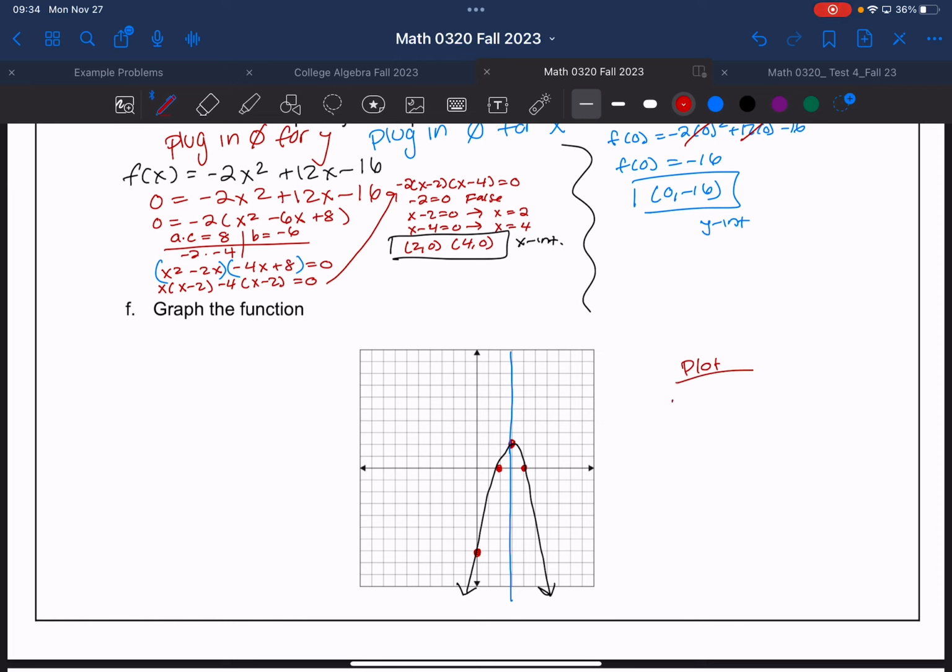So make sure you plot your vertex, then your intercepts, then your axis of symmetry. That way we get a very accurate graph. If you were to use a graphing calculator, it would look almost exactly like this because we got all the points necessary to graph this function.